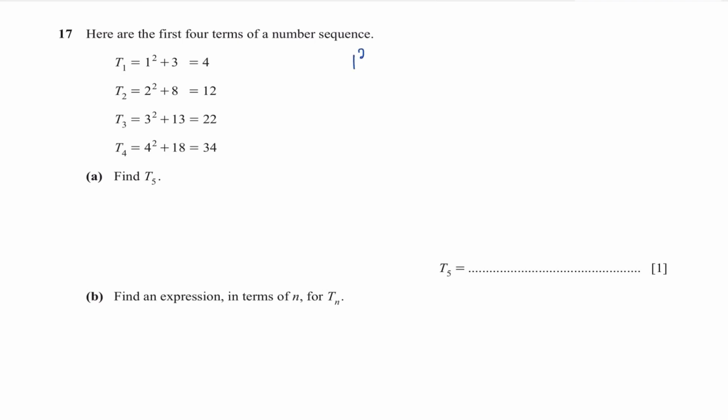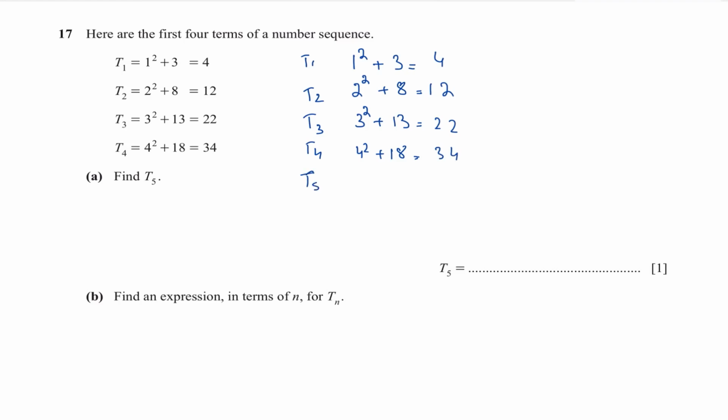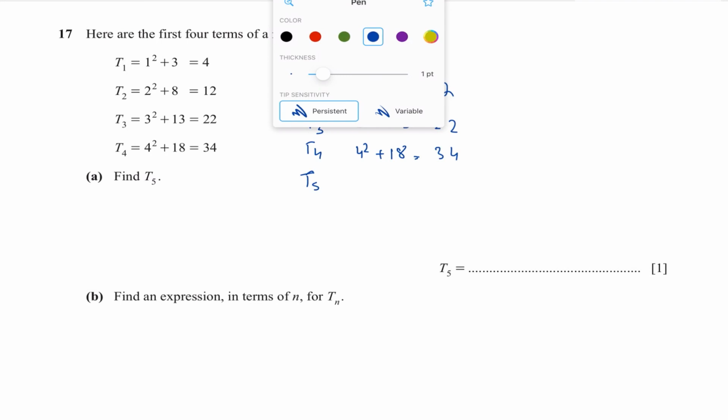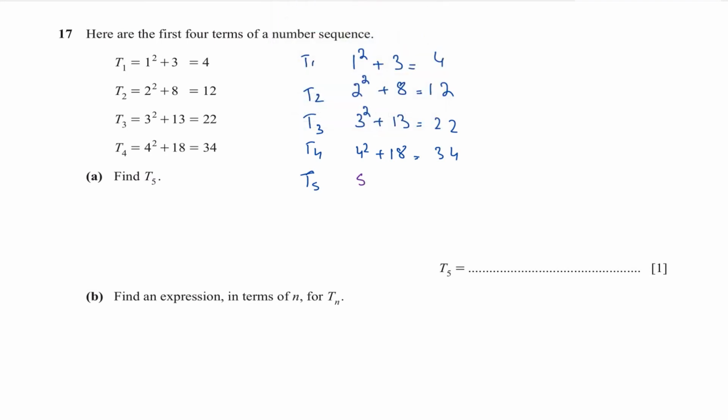Okay, so it's always best to rewrite the pattern. So we have 1 square plus 3 equals 4. We can see that the first term is always equal to the line of the pattern. So if you're talking about the second line, it's going to start off with 2, and then we're going to have 8 equals to 12, and then as far as T3 is concerned, that's going to be 3 square plus 13 equals to 22. T4 we can see is 4 square plus 18 equals to 34. And then T5, according to the pattern, the first term is going to be the same as the value of T, so that's going to be 5 square.